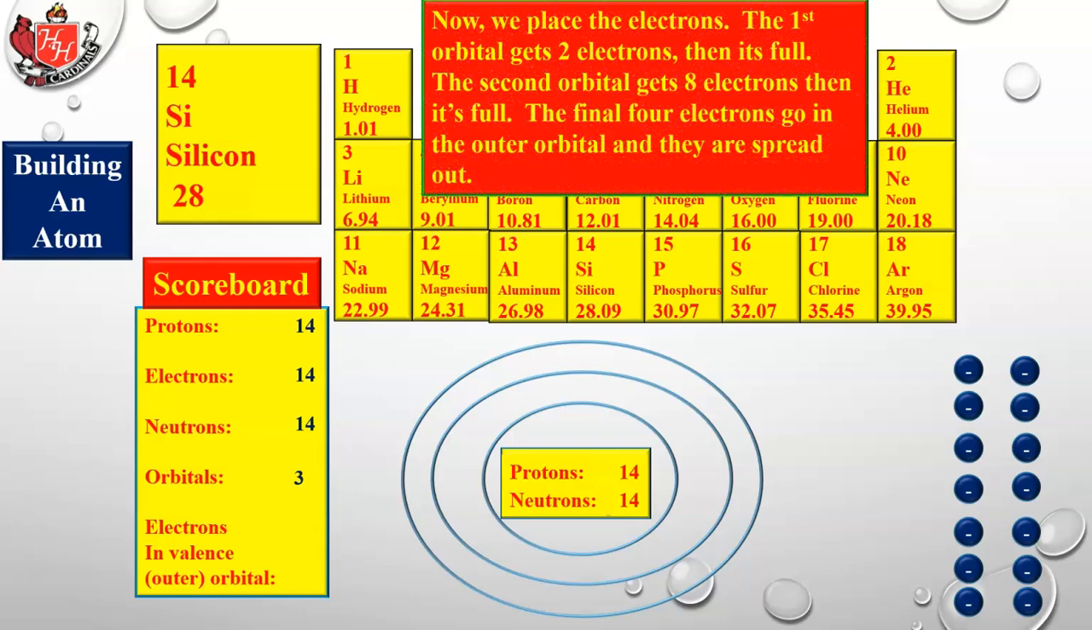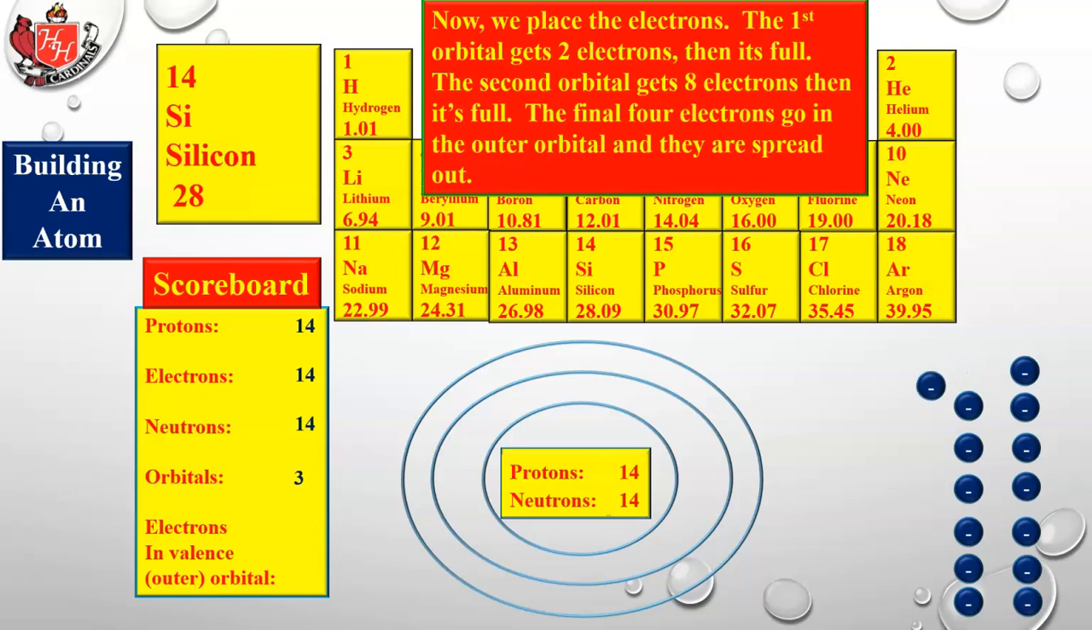Next, we now place the electrons. The first orbital gets 2 electrons, then it's full. The second orbital gets 8 electrons, then it's full. The final 4 electrons go in the outer orbital, and they are spread out. So you know how many electrons an orbital can take by how many elements are in the row. So the first row has just 2 elements, hydrogen and helium. So it can take 2 electrons, the first orbital. The second orbital has 8 elements, the second row, and so that orbital can take 8 electrons, and everyone down from the second row on down can take 8 electrons in its valence orbital.